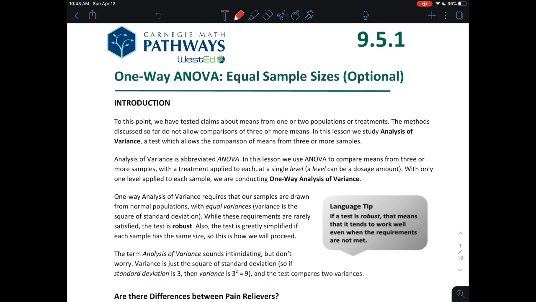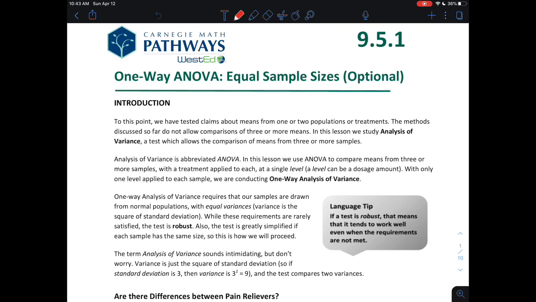Lesson 951, One-Way ANOVA, Equal Sample Sizes. To this point, we have tested claims about means from one or two populations or treatments. The methods discussed so far do not allow comparisons of three or more means. In this lesson, we study analysis of variance, a test which allows the comparison of means from three or more samples. Analysis of variance is abbreviated ANOVA.